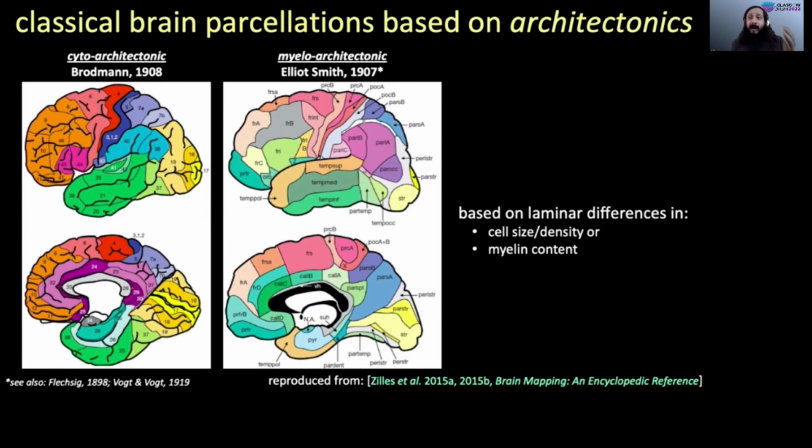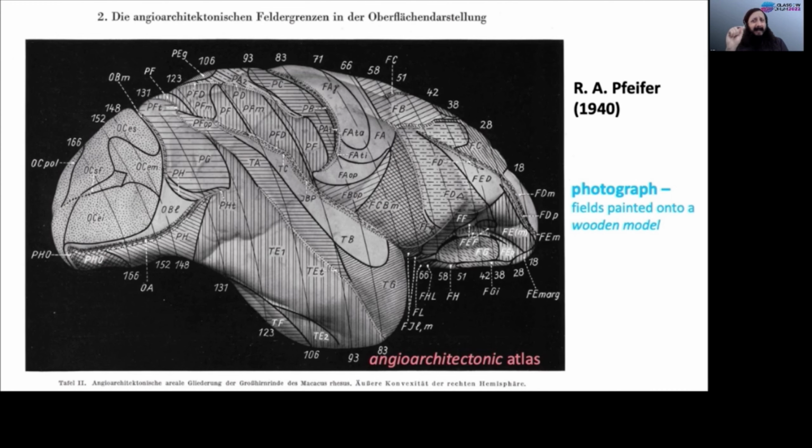Now, while human brain mappers know well the classical brain parcellations of the cerebral cortex based on architectonics derived from laminar differences in cell size or density or myelin content, as seen here in the famous atlases of Brodmann, the Vogts, Flechsig, and others, what may be less known is that similar parcellations have been proposed, such as this angioarchitectonic atlas from Pfeifer, who had trained under Flechsig.